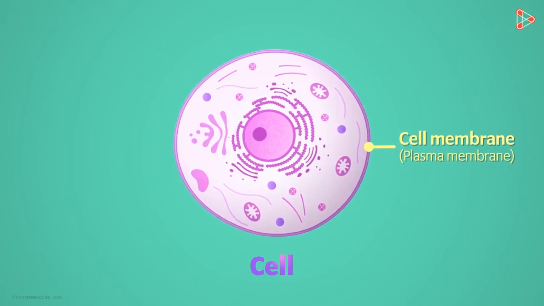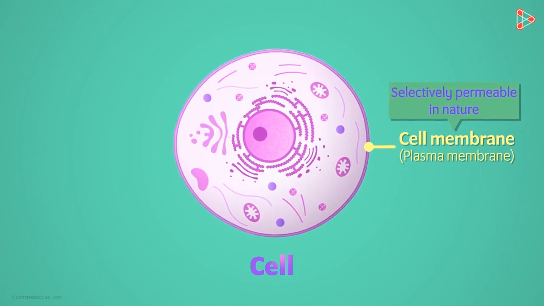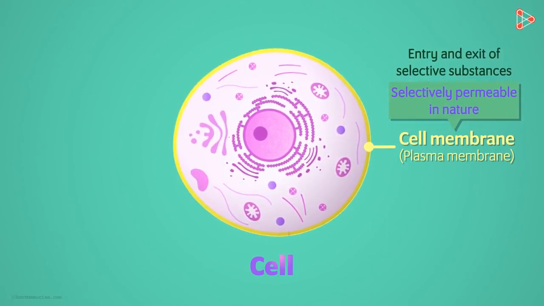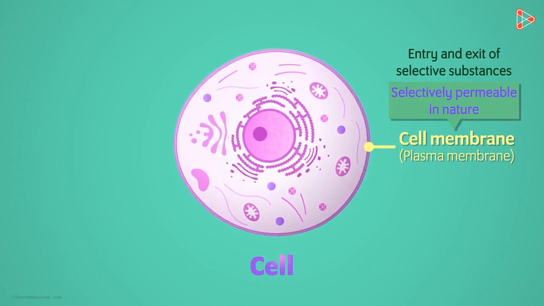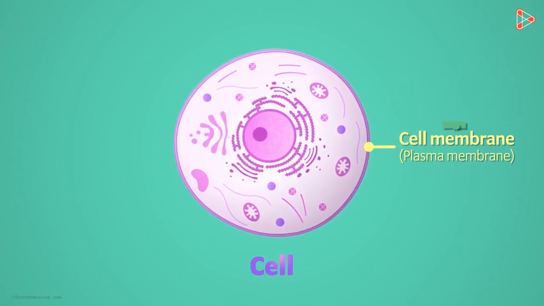In our previous video, we have learned that the cell membrane is selectively permeable in nature. That is, it only allows specific materials to enter and leave the cell. Any guesses what the plasma membrane is made up of? The plasma membrane is made up of lipids and proteins and also has some carbohydrate chains.